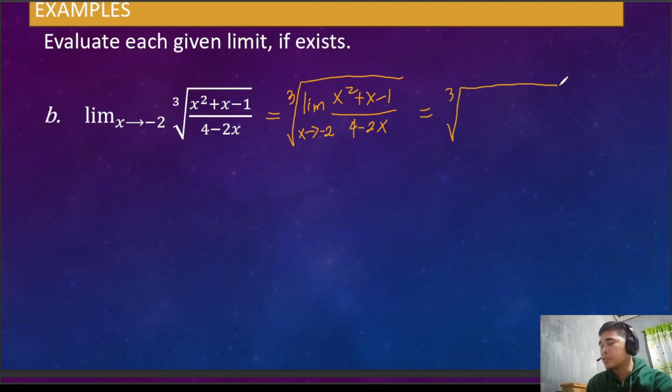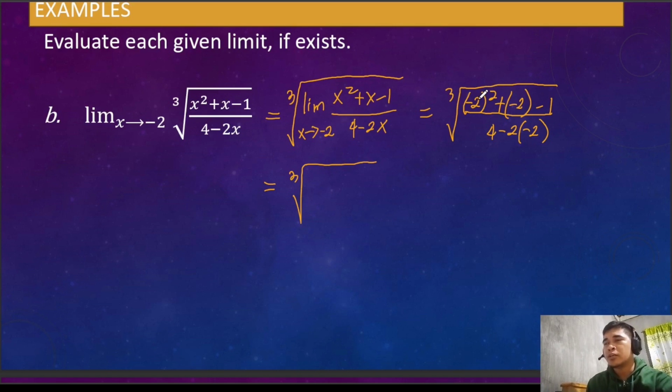Now what is the limit of x squared? We know this is a variable. So negative 2 raised to the power of 2, plus negative 2, and minus 1, because this is a constant. Then 4 minus 2 times negative 2. Simplify. The cube root of: negative 2 squared is 4, minus 2, minus 1, over 4 minus negative 4, since 2 times negative 2 is negative 4. Equals the cube root of, this is 1, 4 minus 3.